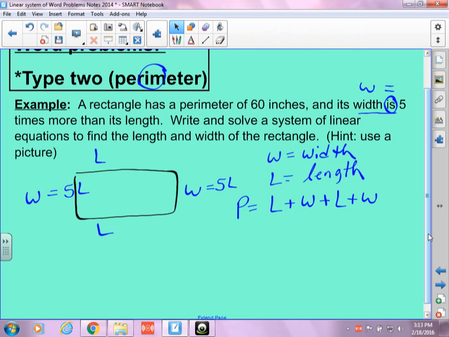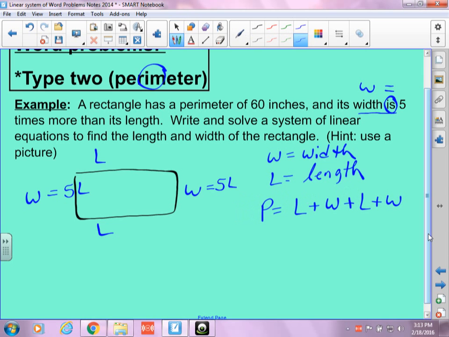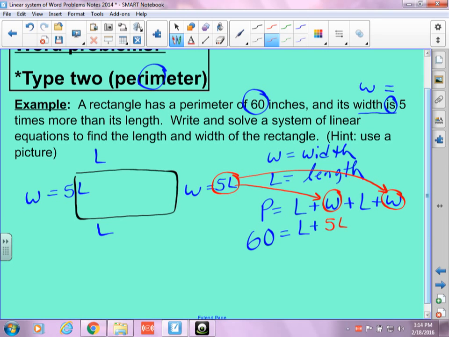Now I'm going to take the equation with perimeter, take out the P, and put in 60, because it's 60 inches. So 60 equals, I'm going to leave my L, and I'm going to go plus. Now, this is where the substitution comes in. W is also 5L. So I'm going to take 5L and plug it in for my W. My equation then would read L plus 5L plus L plus 5L. Notice that I'm substituting it in.